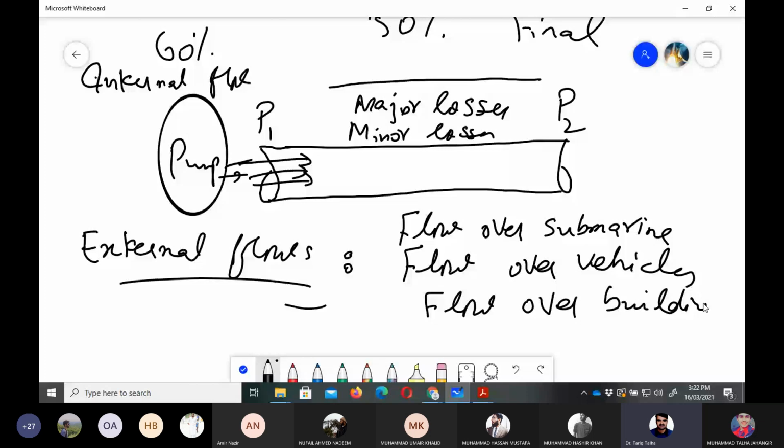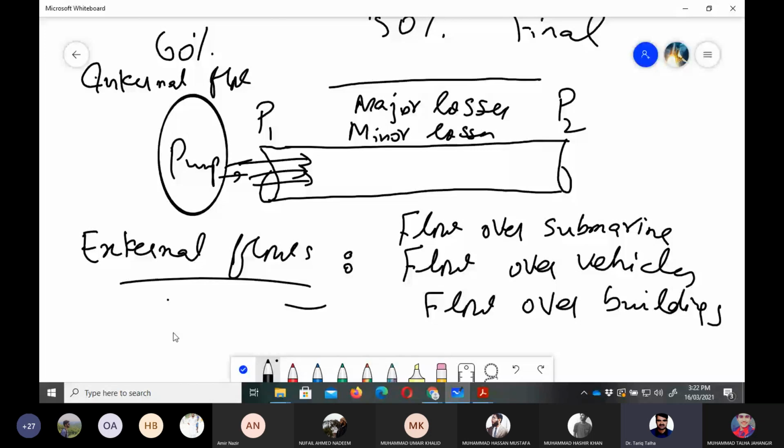It means there is fluid-solid interaction, but there is no bounding of that flow, because on the other side you have open space to flow. So those are called external flows: flow over vehicles, flow over buildings, flow over missiles, flow over spaceships. All these flows are external flows. So in external flows, we have two major forces.